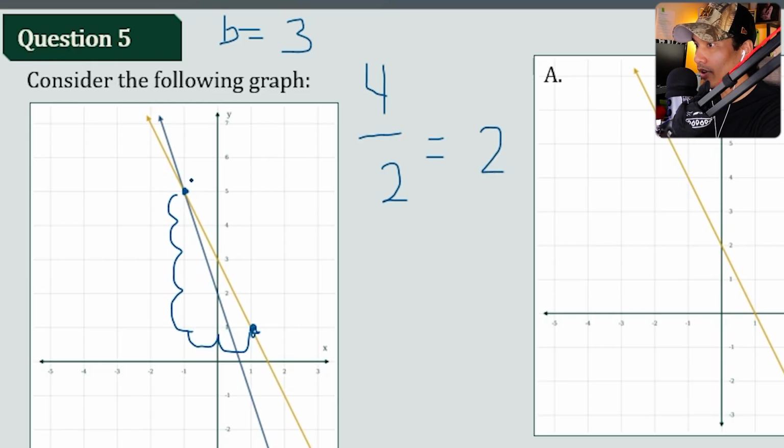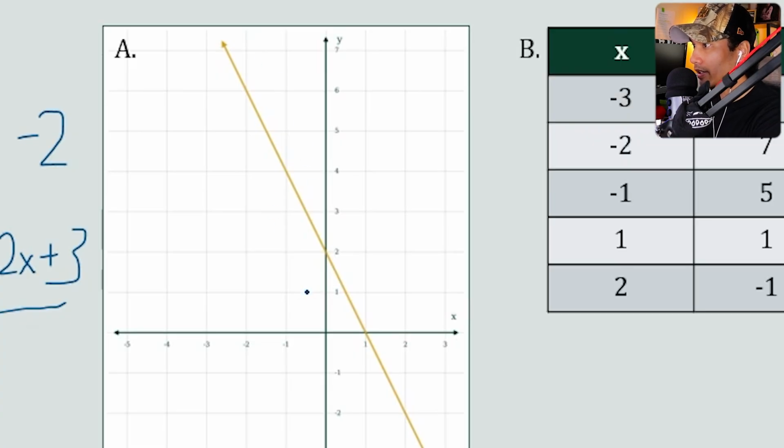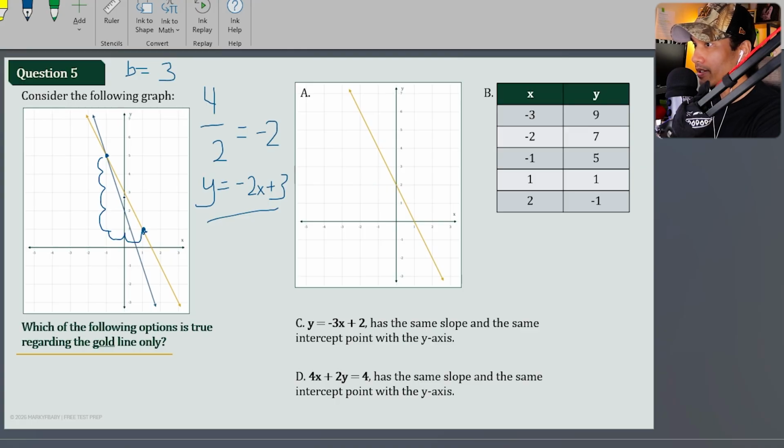And it's a negative, right? So I'm going to write it as a negative. I believe just from looking at this graph right now, the equation for the gold line is y equals -2x plus 3. Okay. Now let's go ahead and look at our answer choices here. So this line crosses at 2, which is wrong because our line crosses at 3.